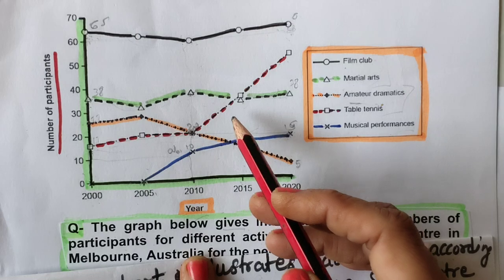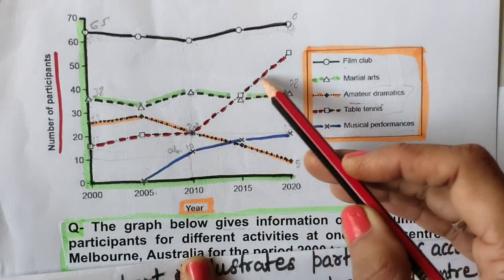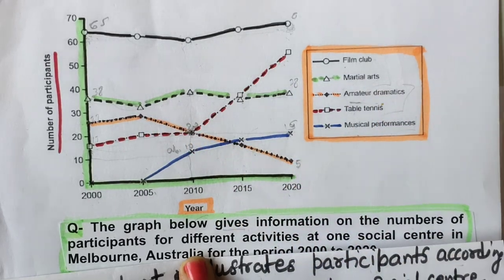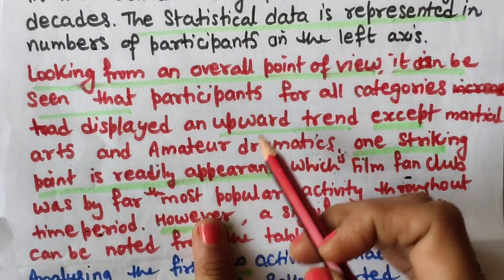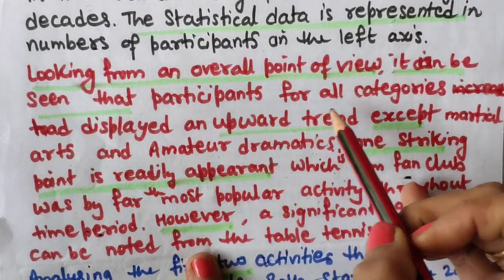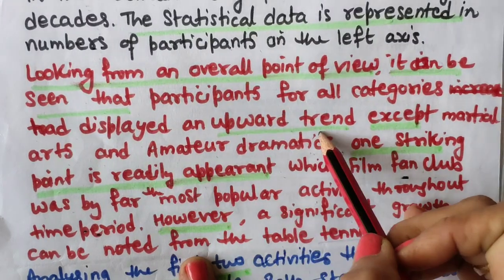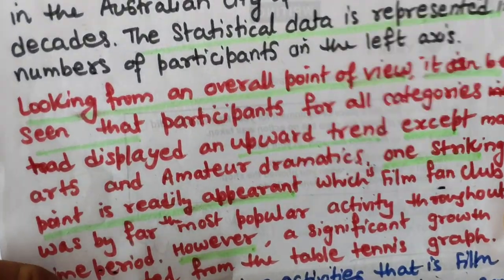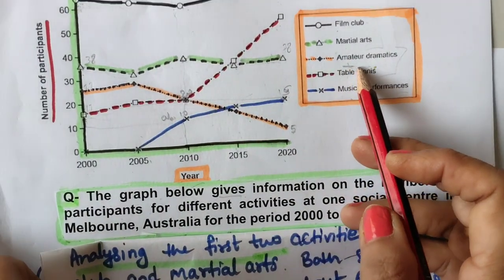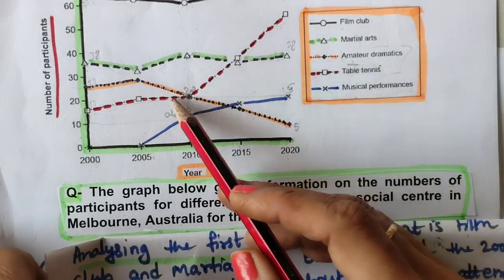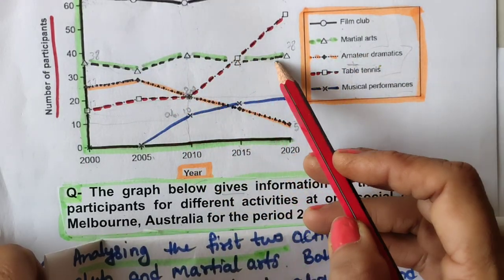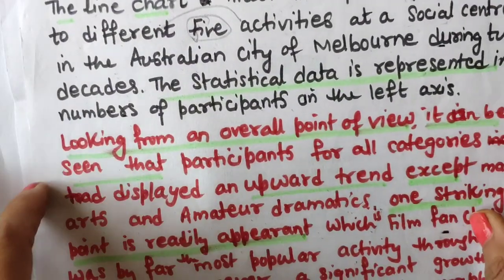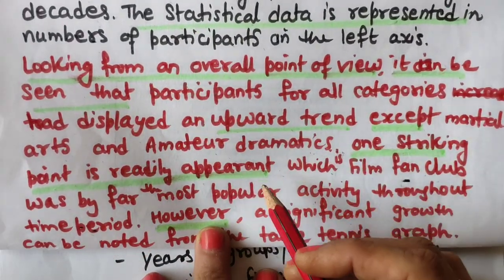The main highlights of the graph we need to write, because here I can see this has gone up a lot, and this has just been going down and down. So let's write: looking from an overall point of view, it can be seen that participants for all categories displayed an upward trend except martial arts and amateur dramatics. Full stop. See this, I will show it to you. Amateur dramatics and martial arts are going literally down, and this is also decreasing, but this little bit has increased.